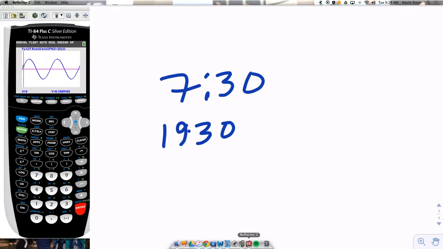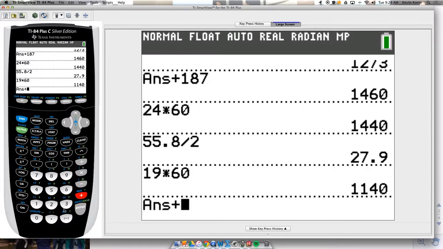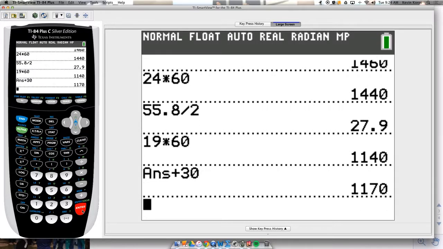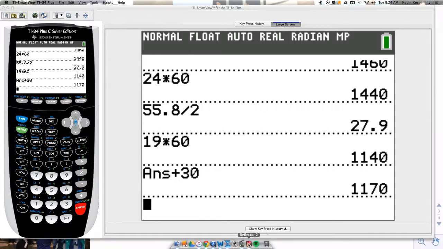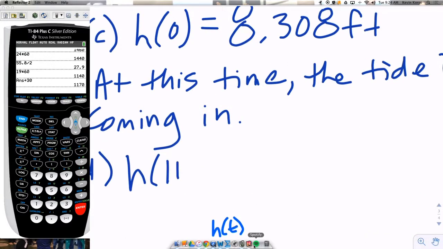So 19 hours times 60 plus 30 minutes. You go to the calculator. You got it? 19 hours times 60 minutes. Hit enter. That's that many minutes. And then plus 30 more minutes, you get 1,170 minutes. So you do have to do some converting. It's kind of fun. So what we're looking for up here is h of 1,170 minutes. You don't have to write minutes in there.